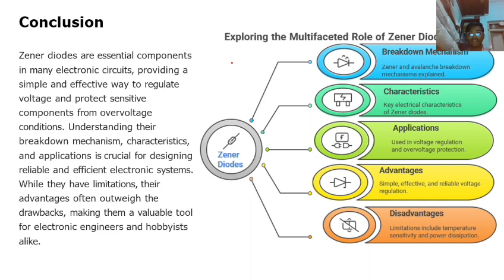For example, breakdown mechanisms: Zener and avalanche breakdown mechanisms explained. Characteristics: key electrical characteristics of the Zener diode. Applications: used for voltage regulation and overvoltage protection. Advantages: simple, effective and reliable voltage regulation. Disadvantages: limitations including temperature sensitivity and power dissipation.